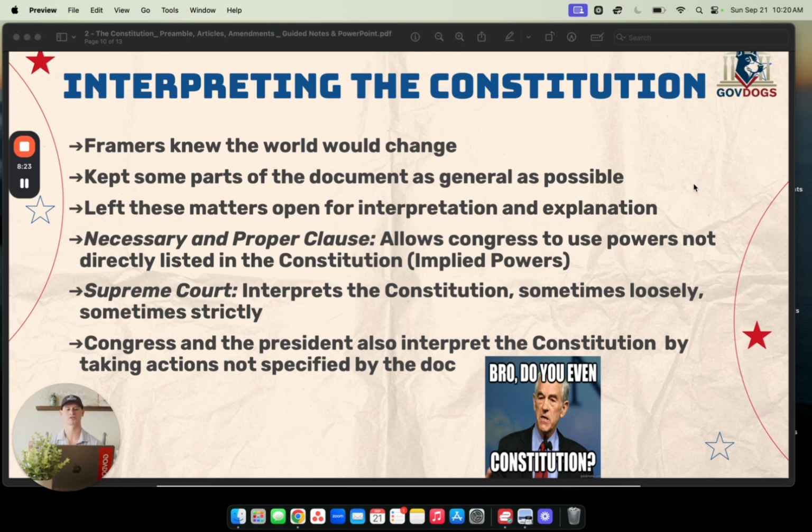The Supreme Court interprets the Constitution, sometimes loosely, sometimes strictly, depending on which justices are sitting in the Supreme Court. And Congress and the President also interpret the Constitution by taking certain actions that are not specified by the document, such as executive orders and things like that.